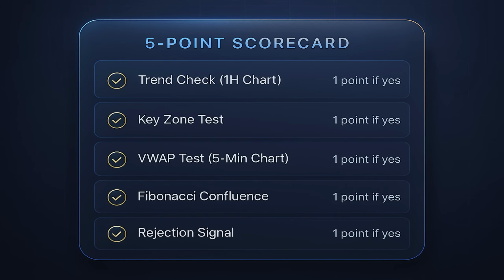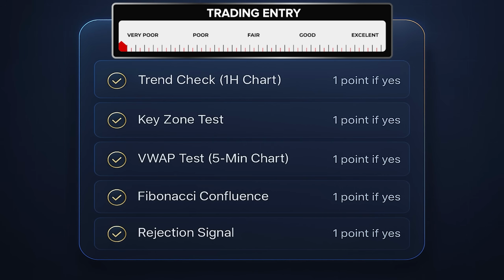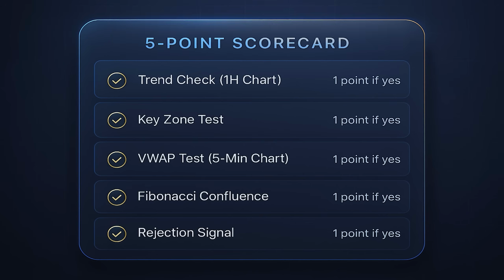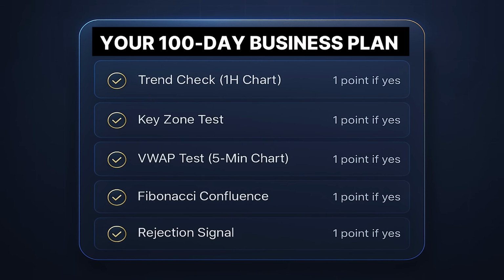Let's lock this in. You now have all the components. The final step is to distill this entire strategy onto a single page. This is your playbook, your business plan. Take a screenshot of a perfect 5-point trade setup, print it out, and put it next to your monitor. This is your template for what to look for every single day. If you have 4 or 5 boxes checked, you take the trade. If you have 3 or fewer, you wait. This is your entire business plan for the next 100 days. Your only job is to hunt for this single picture.